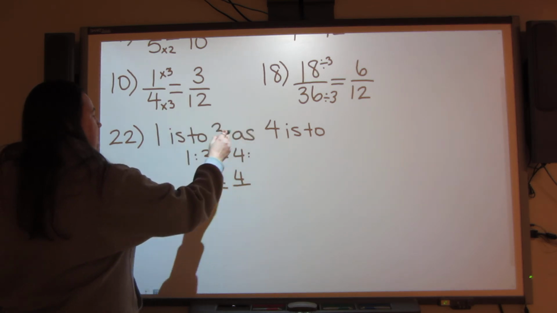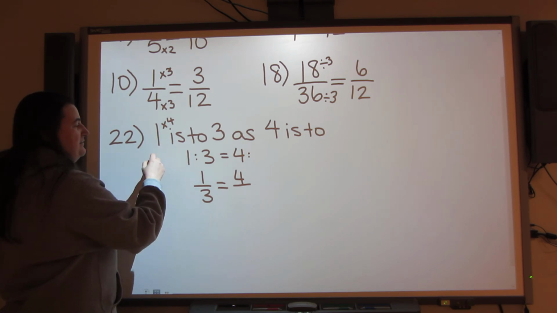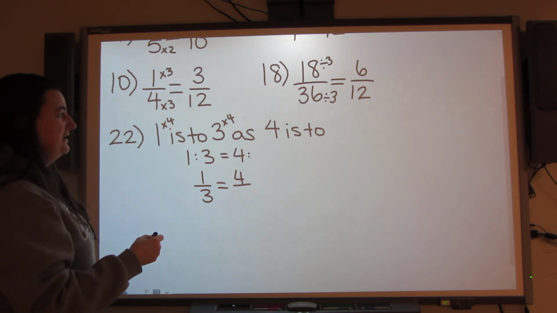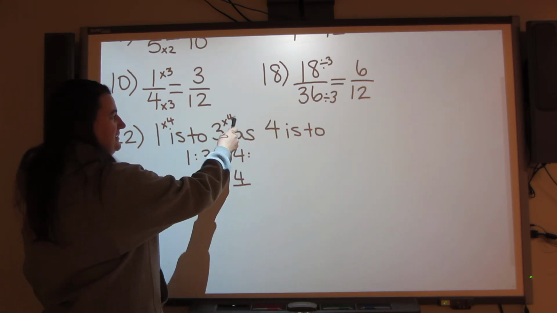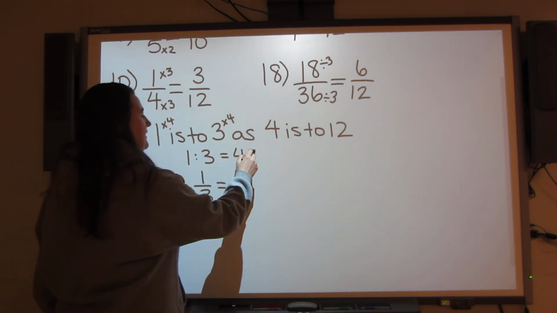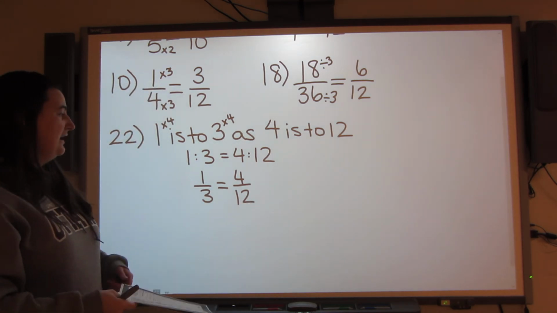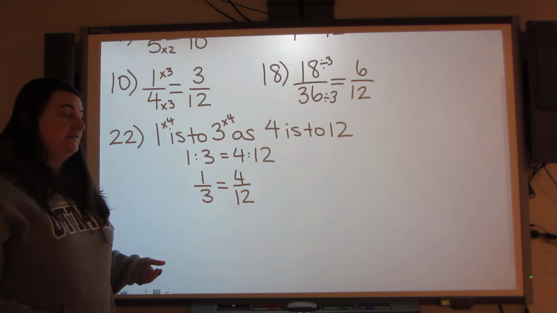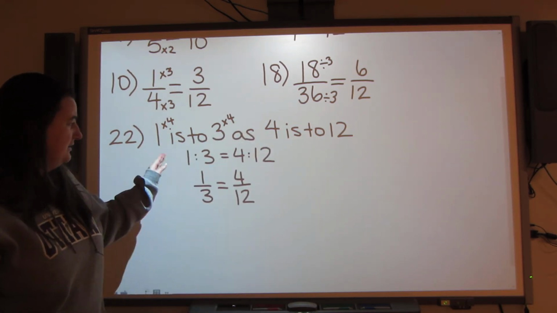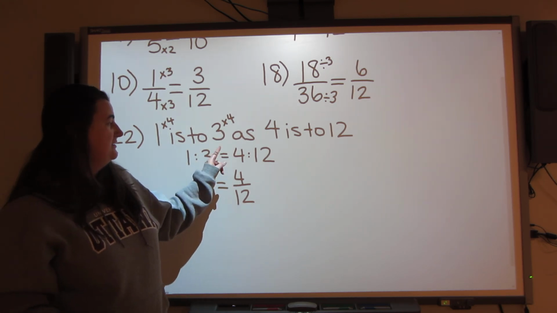So 1 turned into 4, I have to times by 4. If I times the 1 by 4, I have to times the 3 by 4. So 1 times 4 is 4, 3 times 4 is 12. That's the end of your proportion. You've solved it. And as I say, you can write it any way you want to. This is written in words. 1 is to 3 as 4 is to 12. You can write it as a ratio if you find that easier. 1 is to 3 equals 4 to 12.